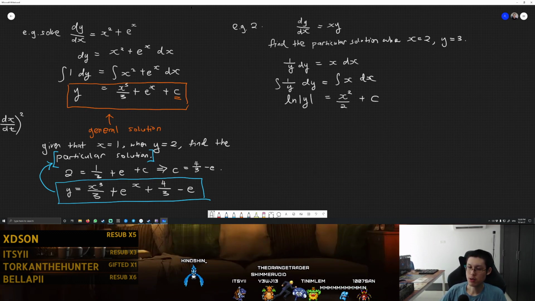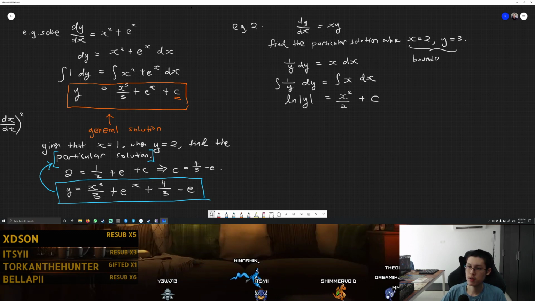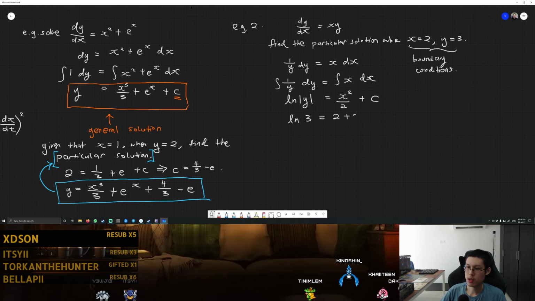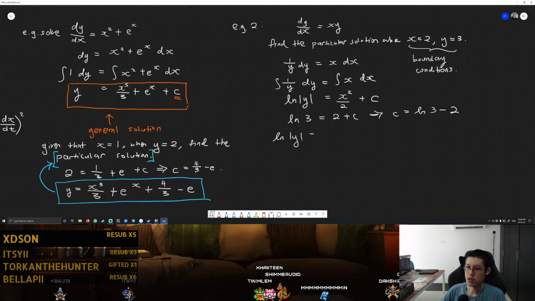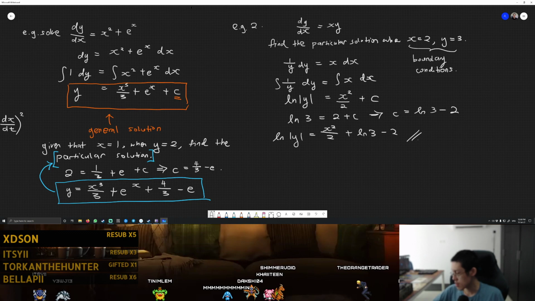Okay, so once you've done this, you want to substitute your values in. Usually they call this the boundary conditions. You don't really have to know this, but I'm just telling you. So now we're going to substitute that in. We're going to get ln 3 equals 2 plus c. Therefore, c equals ln 3 minus 2. All right, and then we're going to chuck that into our general solution. And then we get this guy. And we're done. There we go. Finished. Woohoo!